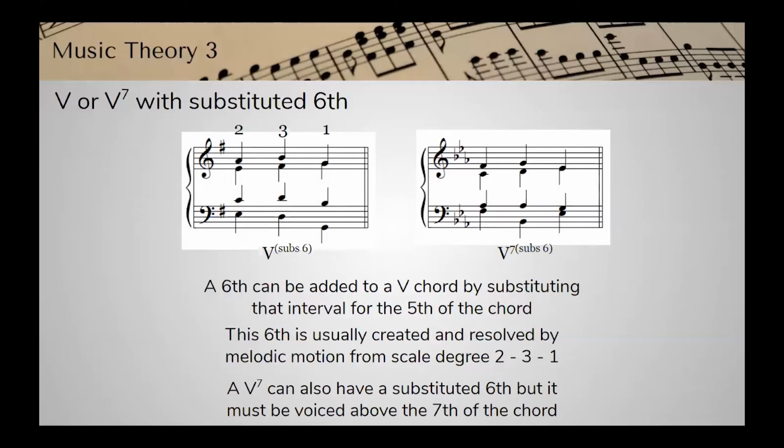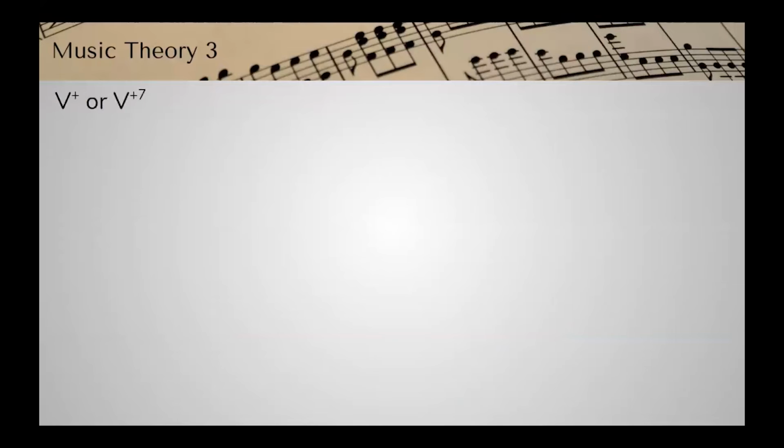Okay, so very nice, almost subtle kind of color to a 5 chord. And you can see that it's created in the same way. We have the second scale degree F to the third scale degree G, resolving down by leap to the first scale degree 1.